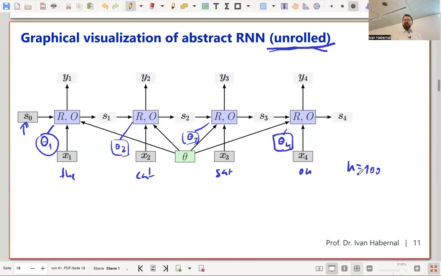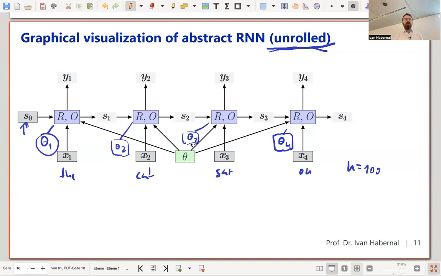The second one: maybe you don't really care if you're at position 1 or at position 3, because maybe you want the functions to behave in a similar way. Given the previous context, they should do something, but you shouldn't care whether you're at the very beginning of the sentence or in the middle, or there may be a few words in between. You want to learn the same thing.